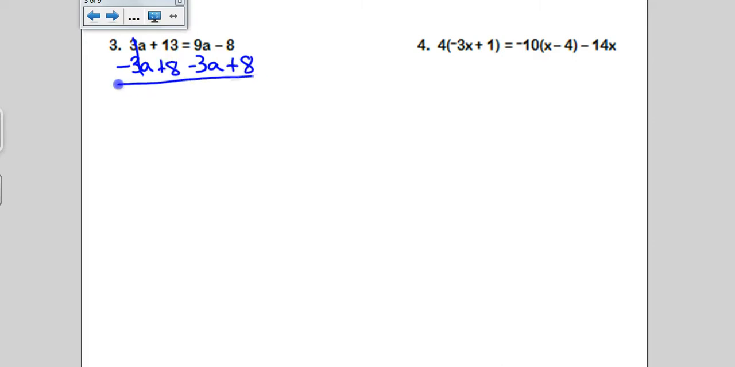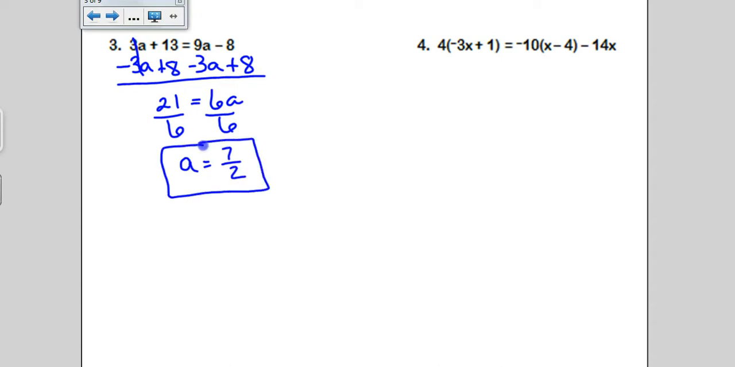of the equation. So over here on the left-hand side, you have 21 equals, and then 9a minus 3a is 6a. And we're going to divide both sides by 6. And 21/6 reduces to 7 halves. In Algebra 2, we always prefer our answers to be reduced improper fractions as opposed to a decimal, but I would also accept a decimal.